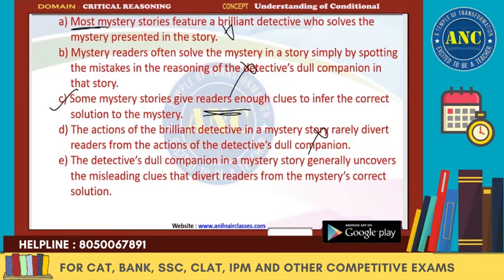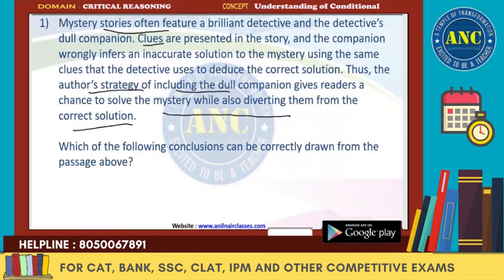Option E. The detective's dull companion in the mystery story generally uncovers the misleading clues that divert readers from the mystery's correct solution. Now, option E, what does it state? It states that the dull companion uncovers misleading clues. Now, this is incorrect because the interpretation of the clues is misleading, not the clues themselves. Option C is the one that can be correctly drawn from the passage above.